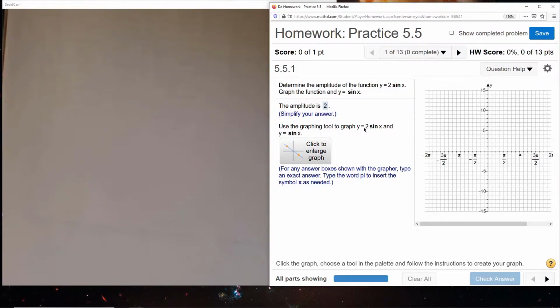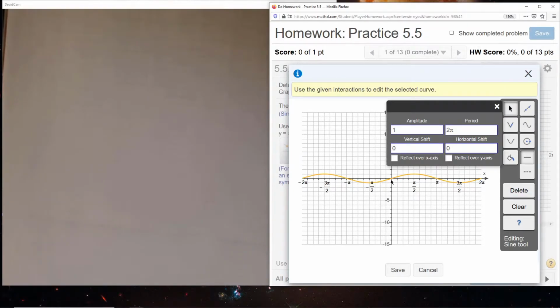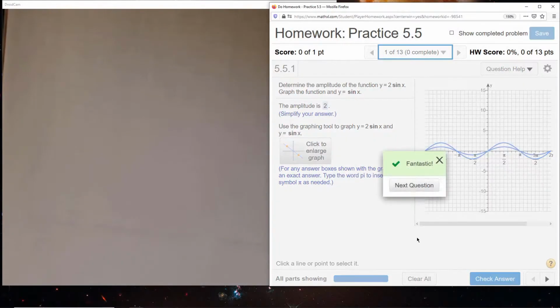Use the graphing tool to graph 2 sine x and sine x. All right, so we'll click to enlarge that. We'll choose the sine function there, and we're going to start at the origin since there's no shift. And that's the regular old sine function, period 2 pi, amplitude 1. And let's put on there another sine function that has amplitude of 2. And so there we have it. We've used the graphing tool to graph 2 sine of x and sine of x.